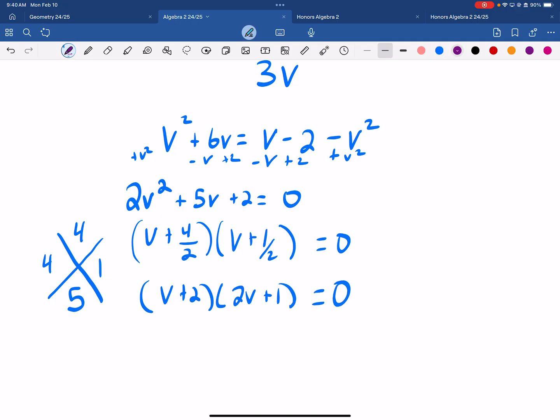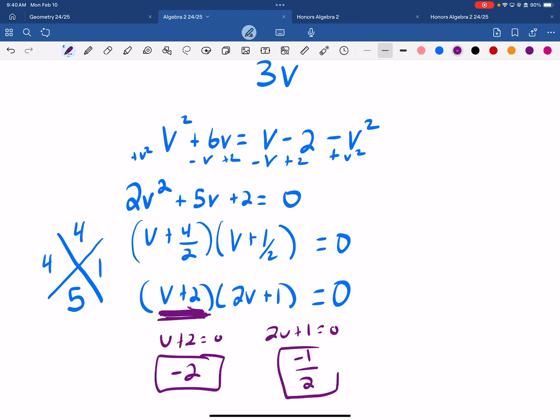But the goal is to find the solutions. So we just ask the question, what makes this 0? So v plus 2 equals 0, just negative 2, right? So there's one of our solutions. And then 2v plus 1 equals 0. Subtract 1, divide by 2. There's our other possible solution.